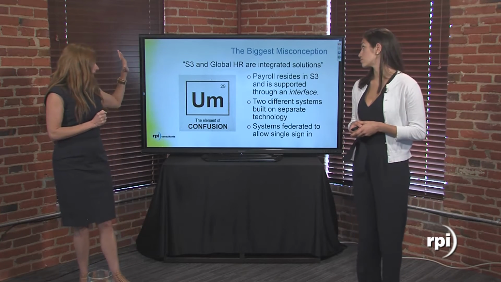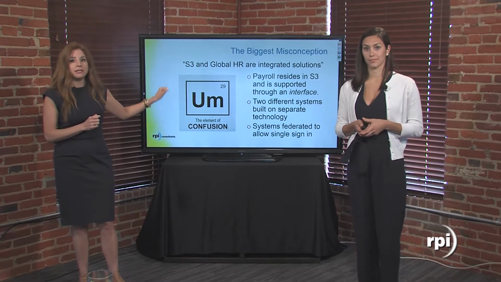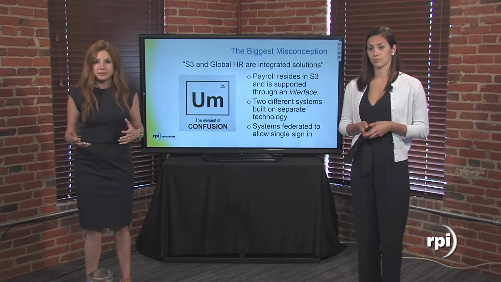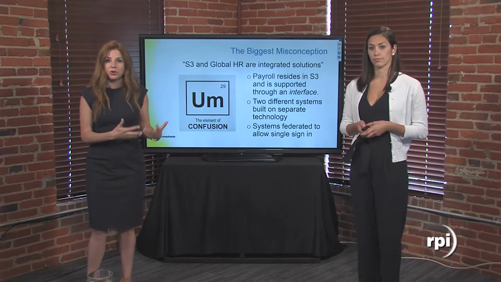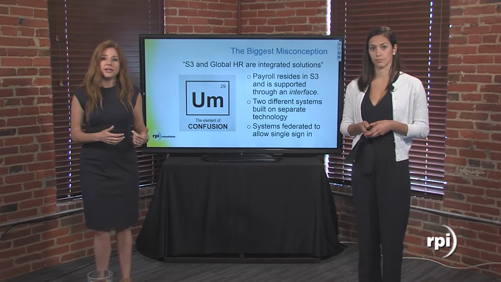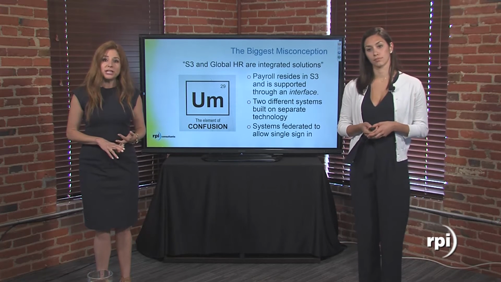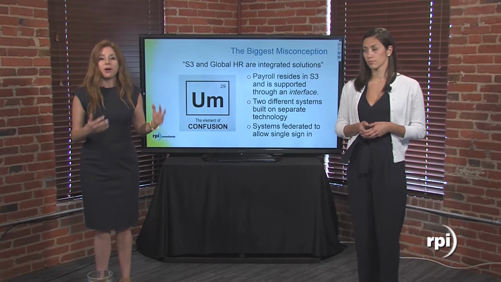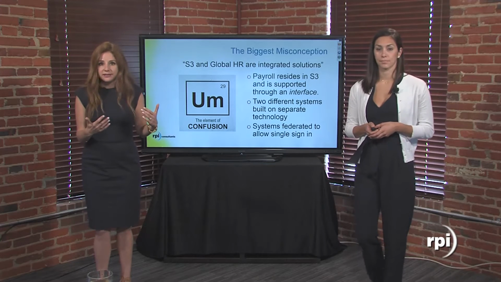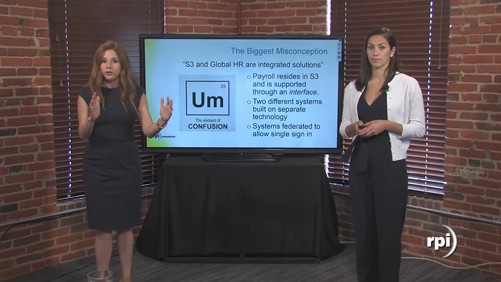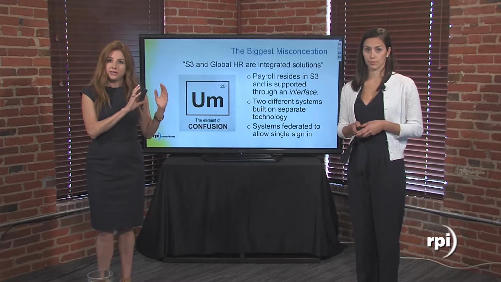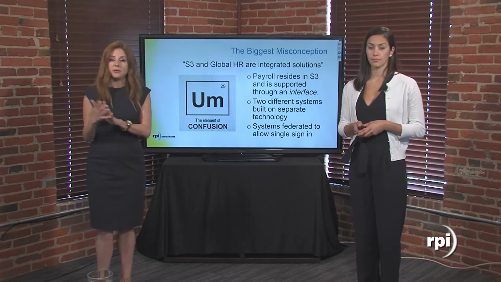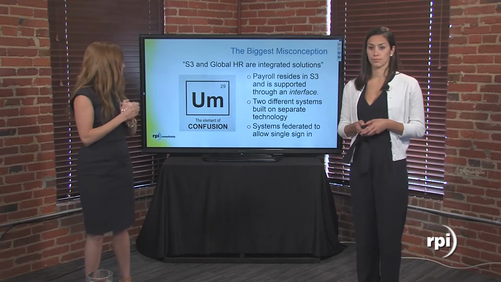So again, they are two separate systems, but there is some federation for allowing single sign-on. If you're using Employee Space, your employee self-service portal in Global HR, and your employee has to do benefits enrollment, or they want to see paychecks or PTO balances, all of which is held in your S3 system, there are viewers, so they don't see the difference. They log into one portal, and they're able to do everything they need to do with the Global HR side, and they're able to view everything they need to see from the S3 side without having to log into multiple systems.